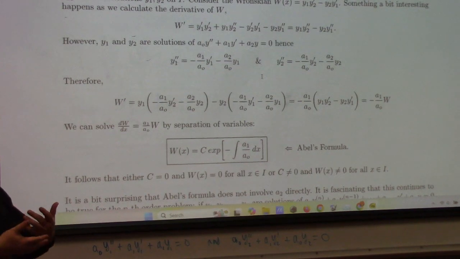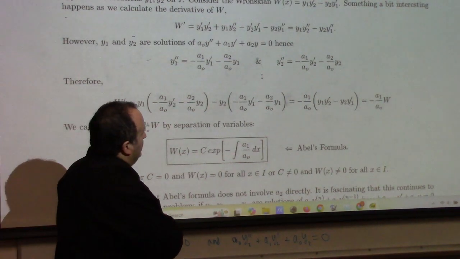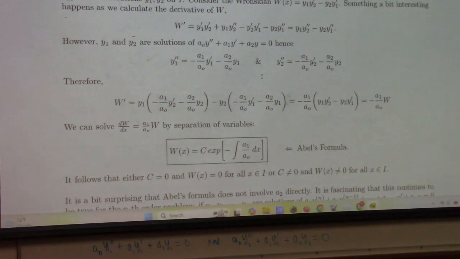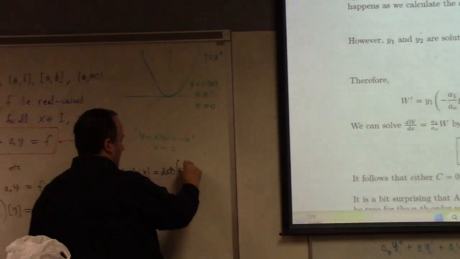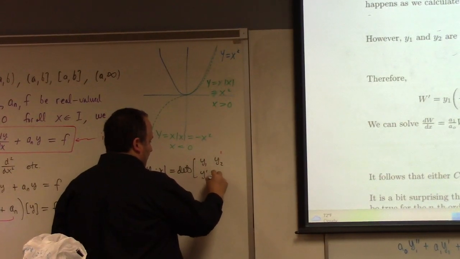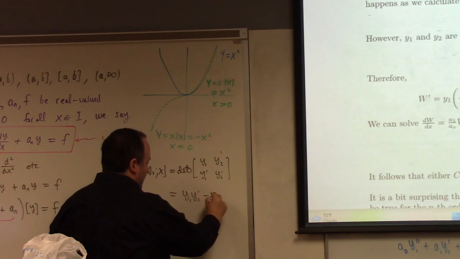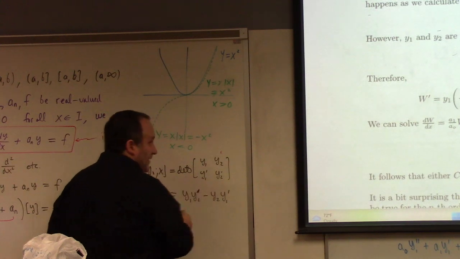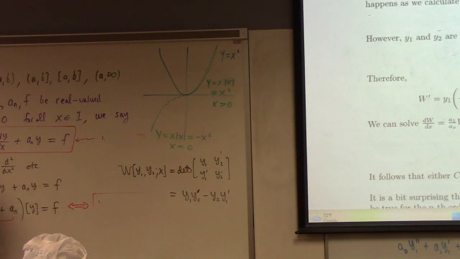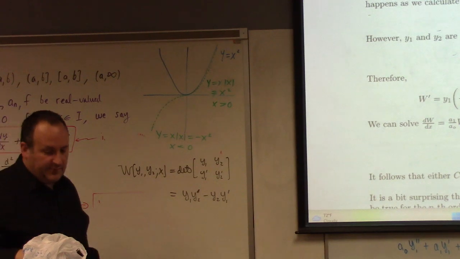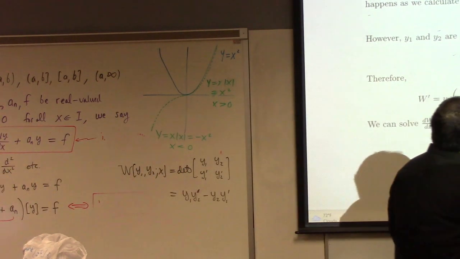All right. Well, what is the Wronskian in this case? The Wronskian of y1, y2 at x is the determinant of y1, y2, y1 prime, y2 prime. So the Wronskian is literally y1 y2 prime minus y2 y1 prime. All right, that's why the Wronskian is that. Great. So there's my Wronskian. What can we say about it?